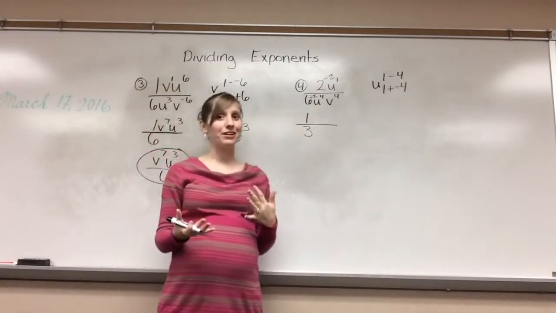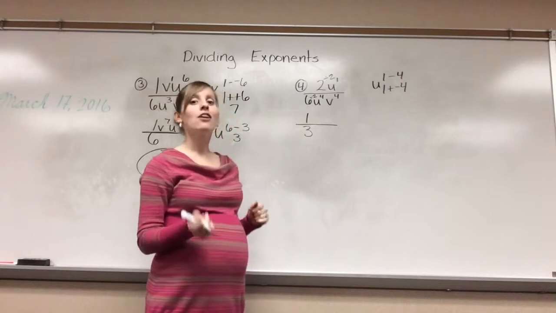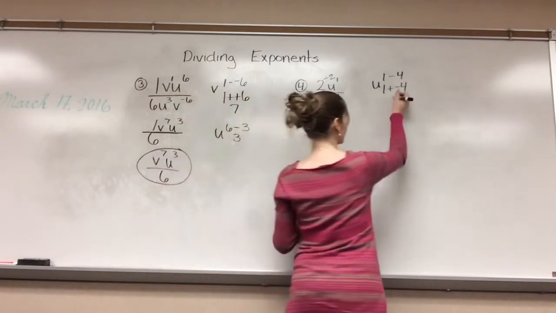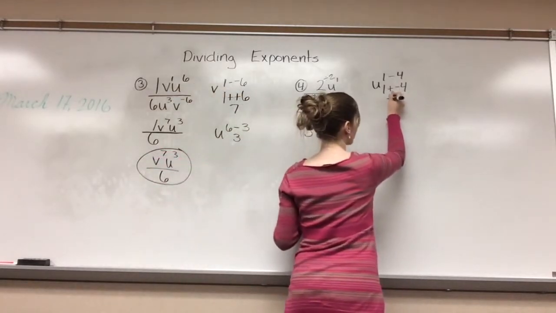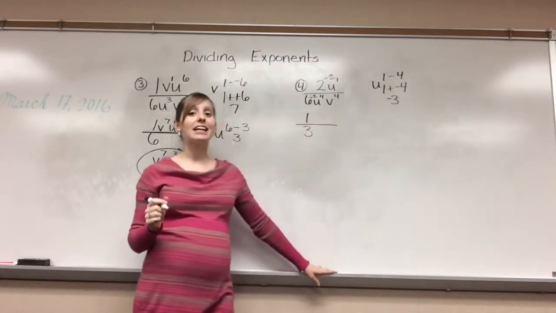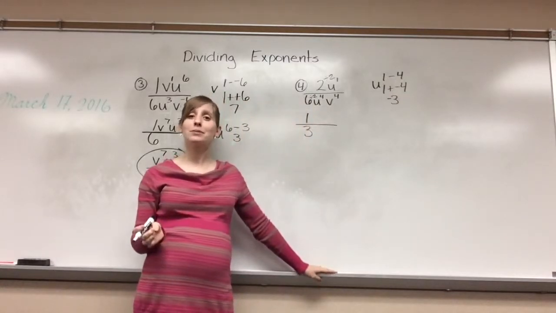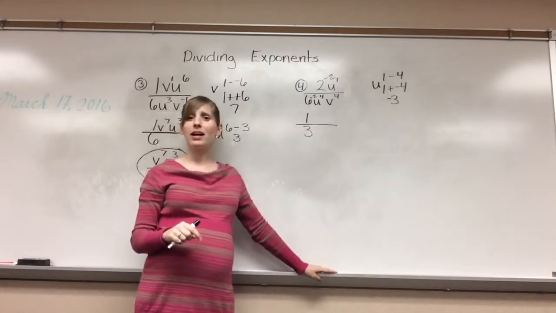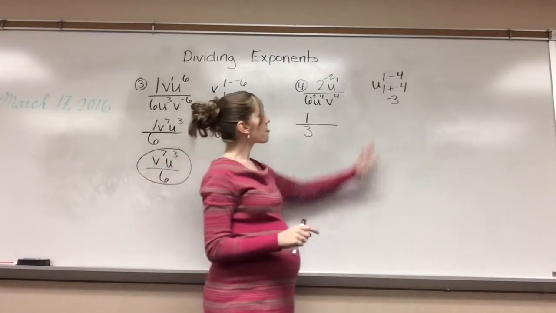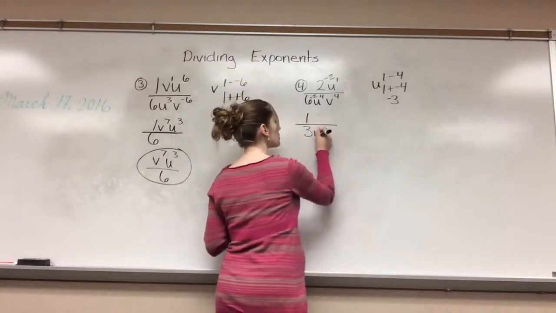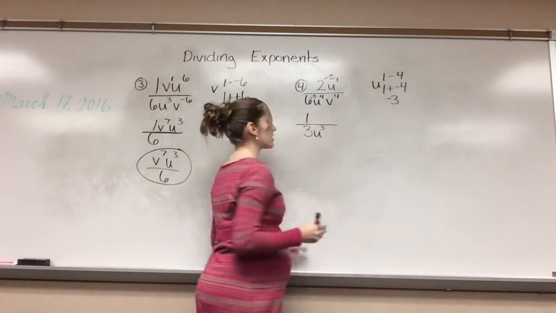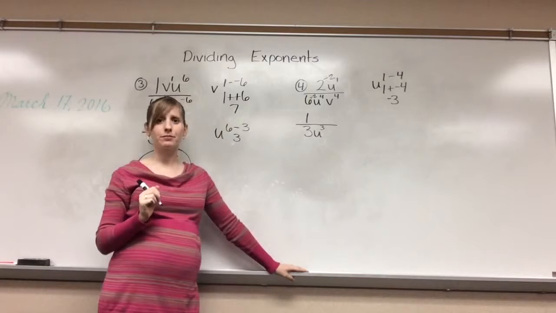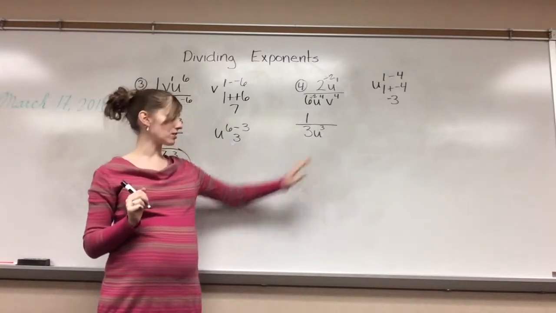Well, my signs are different, which means we will subtract. 4 minus 1 is 3. Keep the sign of the bigger number. So this is U to the -3rd. Well, if it has a negative exponent, that means it belongs in the denominator of my fraction. And I'm going to go ahead and put it there. So U goes at the bottom. Once we put it at the bottom, we give it a positive exponent, u to the third. So that's where it belongs.